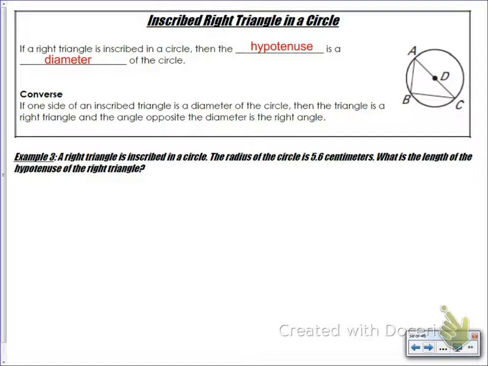Our next theorem says that if a right triangle is inscribed in a circle, then the hypotenuse is a diameter. And the converse of that would be if one side of an inscribed triangle is a diameter of the circle, then the triangle is a right triangle.